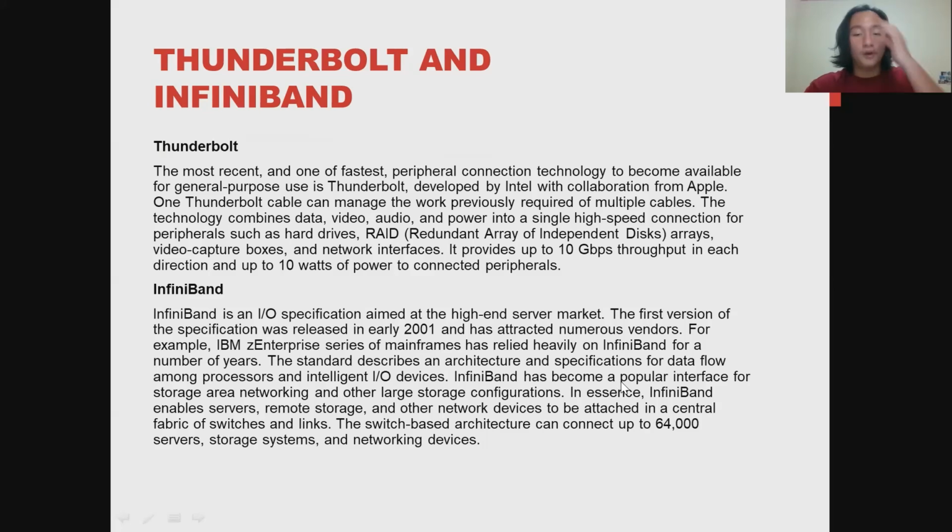InfiniBand has become a popular interface for storage area networking and other large storage configurations. In a sense, InfiniBand enables servers, remote storage, and other network devices to be attached in a central fabric of switches and links. The switch-based architecture can connect up to 64,000 servers, storage systems, and networking devices.